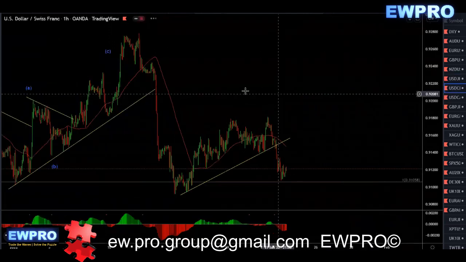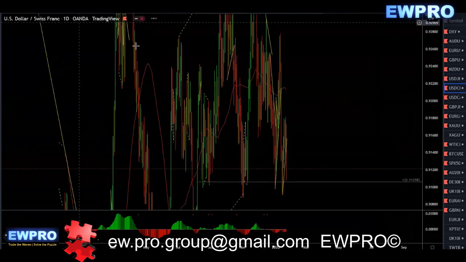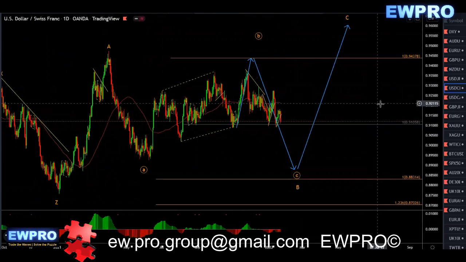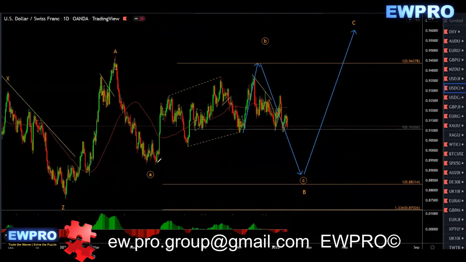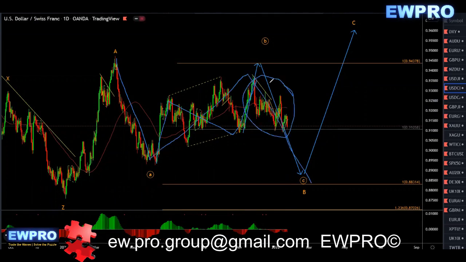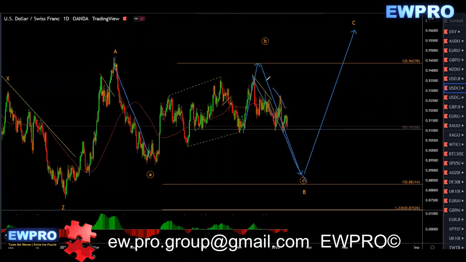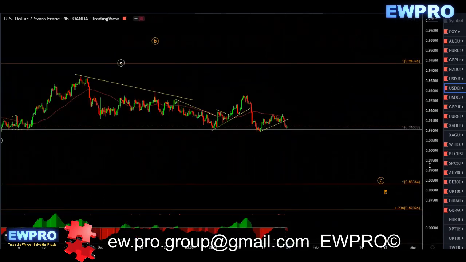Looking at the Swissy on the daily. So this is very slow in here. We're looking for that A, B, C, then the A, B, C. This in here is really choppy, extremely difficult to trade. We're looking for something like this in here. Instead, we're getting a very choppy movement, which is a B wave. So it's made it pretty difficult.